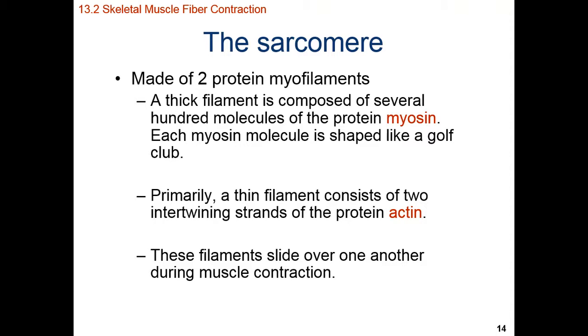Within that sarcomere, the two myofilaments, the thick and thin filaments, have two primary proteins associated with them. The primary protein associated with the thick filament is called myosin. And each myosin molecule is aptly shaped like a golf club. I think it's a great analogy, where the head of the golf club is going to be the head of the myosin molecule. The thin filament is composed primarily of a protein known as actin. And myosin and actin, these two primary proteins, are going to slide over each other when we contract the sarcomere and therefore contract the muscle.